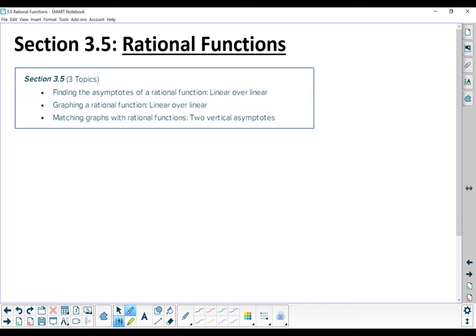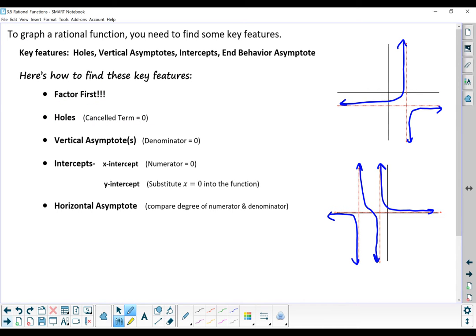There are three topics in this section, all related to graphs of rationals. When we're graphing rational functions, we always have to focus on some of their key features to help us graph them. They're pretty complicated graphs. I have a couple little examples over here on the side of what they might look like, and this shouldn't be your first rodeo with these, so hopefully you are kind of familiar with what kind of shapes might come up and what these types of functions look like.